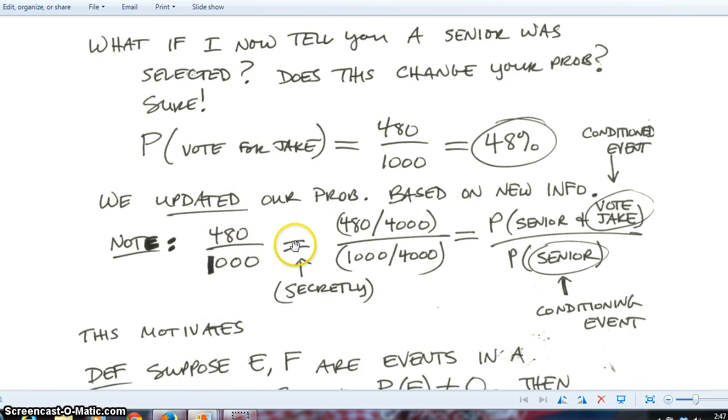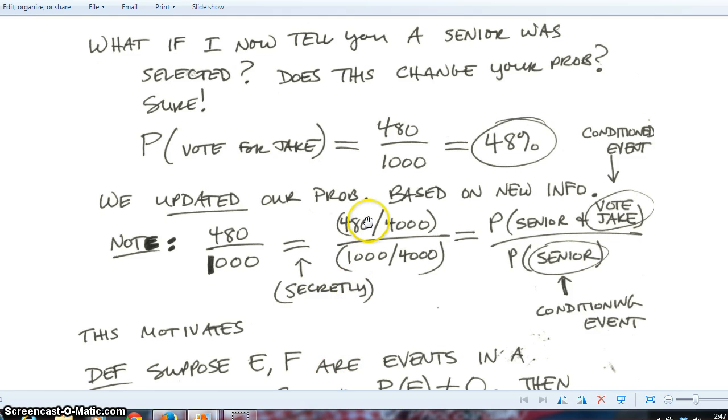Now, something to note about the numbers here. 480 out of 1,000. Secretly, my advisor used to say that a lot, so I kind of picked it up. Secretly, 480 out of 1,000 is really 480 over 4,000 divided by 1,000 over 4,000. Now, it looks kind of strange to say that. What am I doing there? But it's true, right? I can divide the numerator and the denominator by 4,000. Why would I do that?